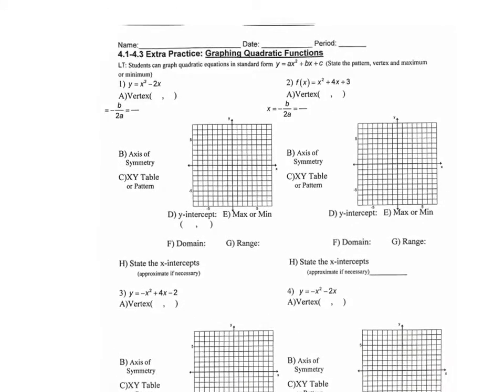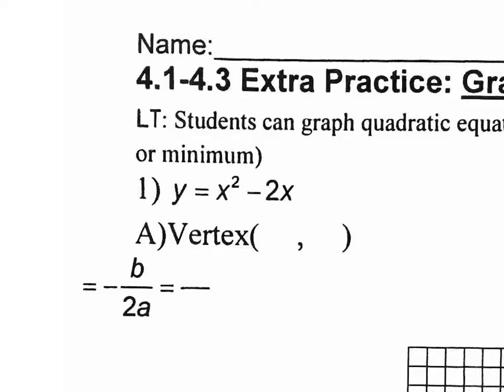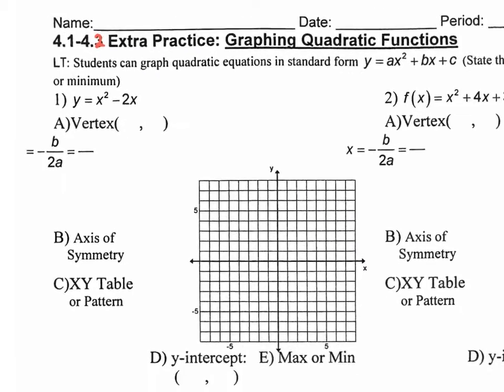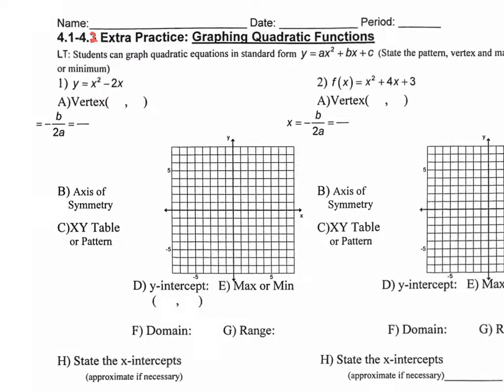So this is technically not 4.3. This is 4.1, 4.2. So let's rewrite that, make that a 4.2. It's not supposed to be 4.3. 4.3 is when we actually start solving quadratic equations using factoring methods.